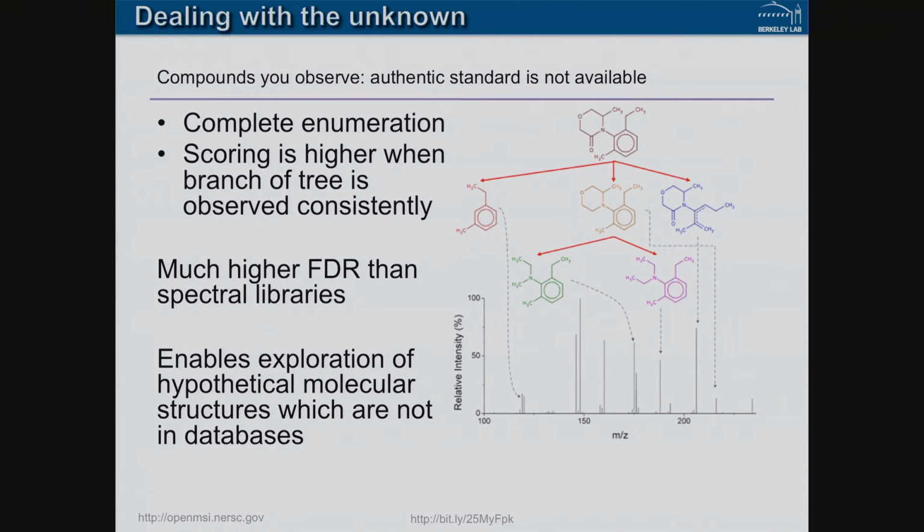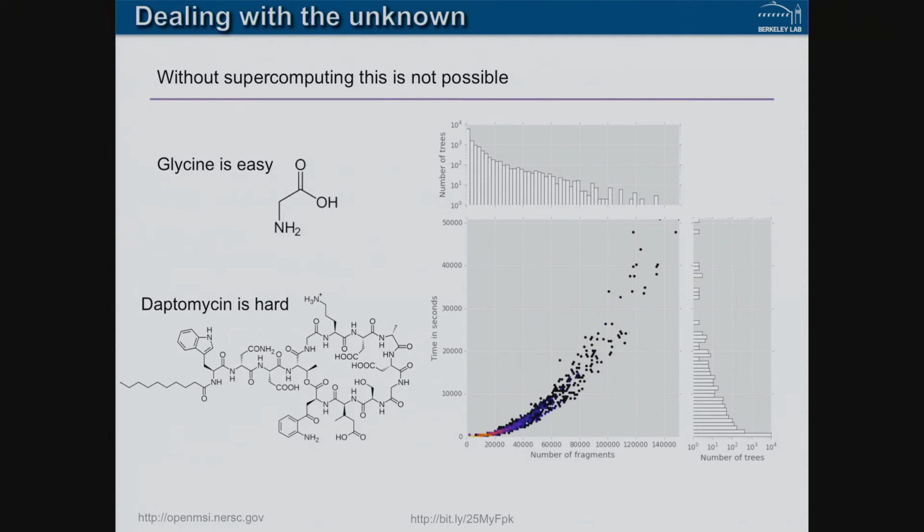In these fragmentation paths, you can then say, okay, did I detect a fragment? Did I detect a fragment of a fragment? Did I detect a fragment of a fragment of a fragment? And then you can use statistical tools to score that very high or very poorly.